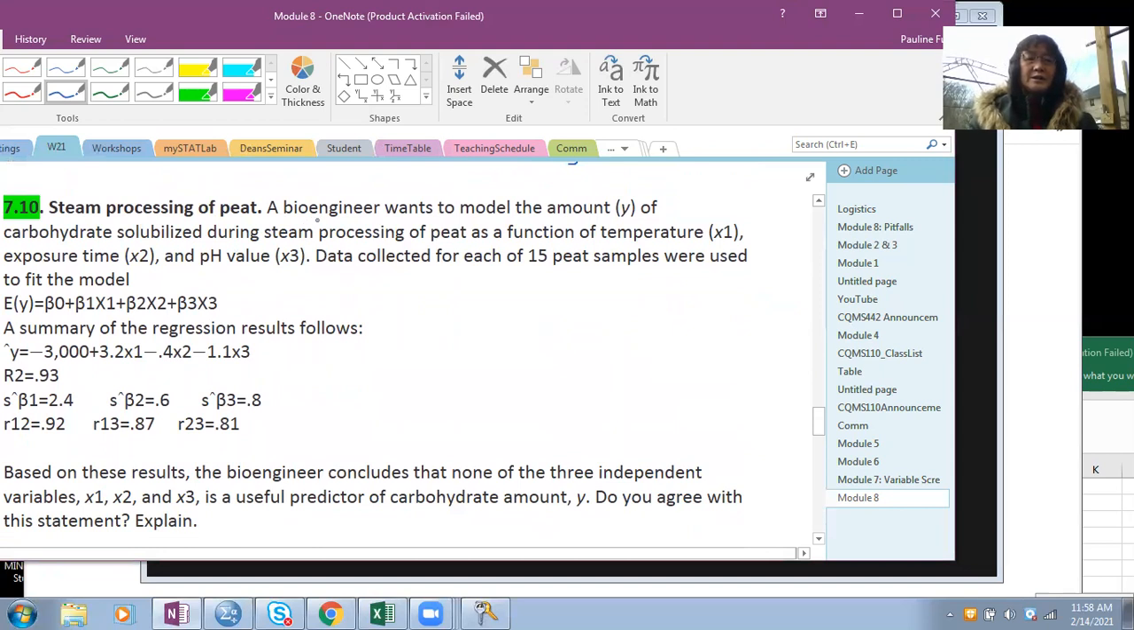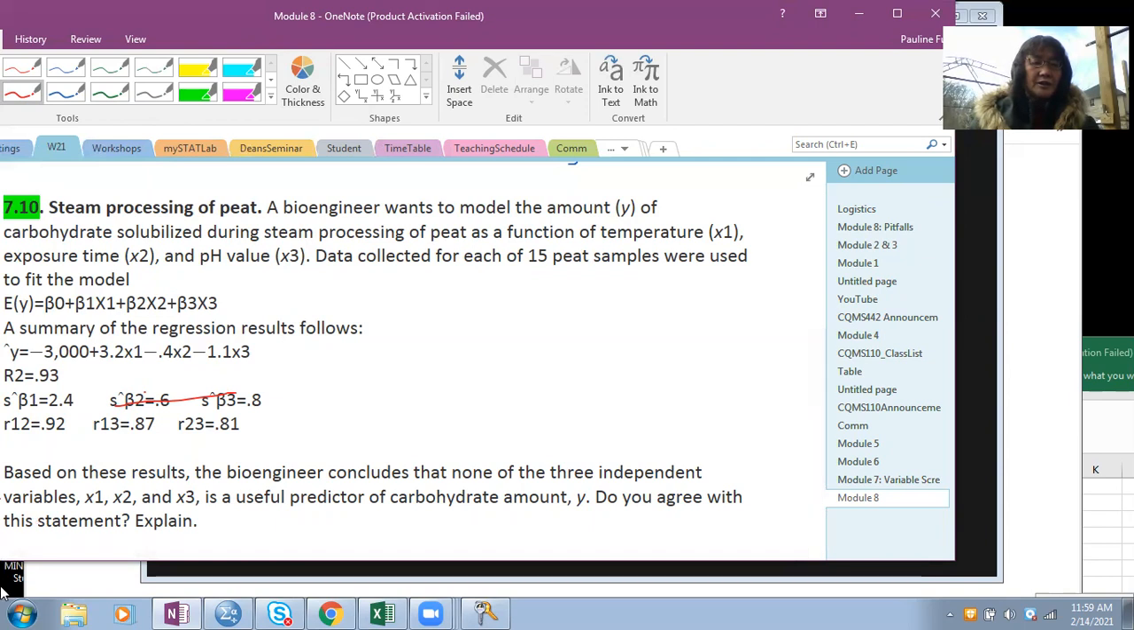Steam processing of peat. A bioengineer wants to model the amount, that is the Y, the amount of carbohydrate solubilized during steam processing of peat as a function of temperature, X1, exposure time, X2, and pH value, X3. Data collected for each of 15 peat samples were used to fit the model. So where is the model? This is the model here. E(Y) equal to beta 0 plus beta 1 X1 plus beta 2 X2 plus beta 3 X3. Okay, so this is the model.